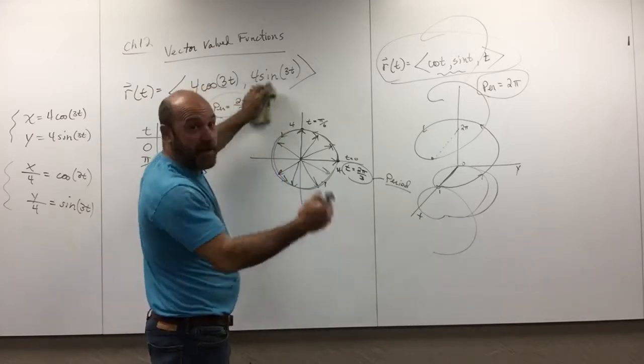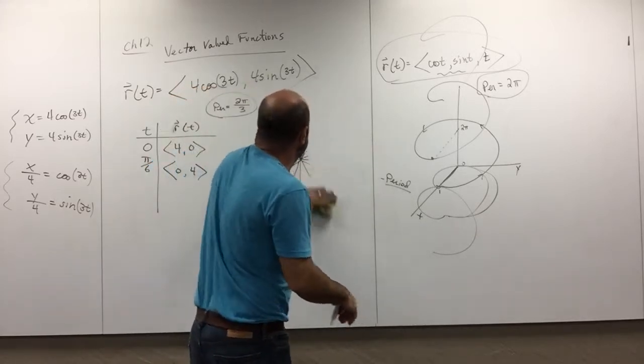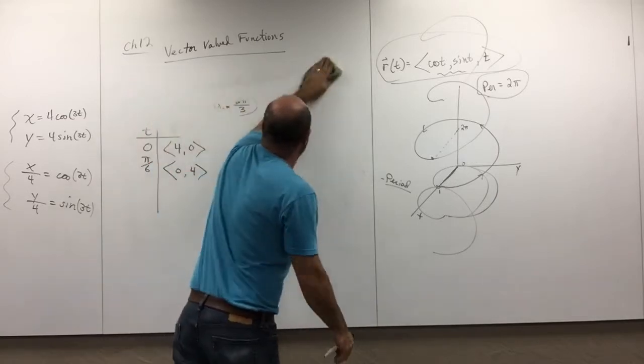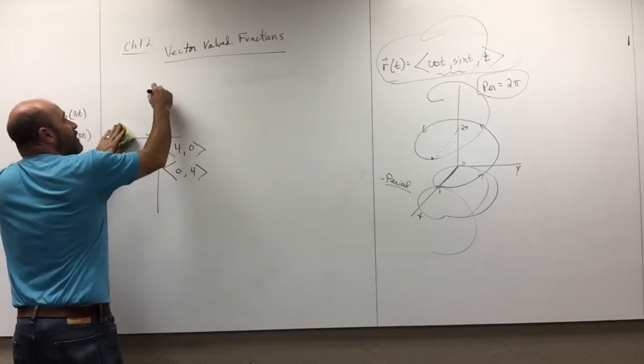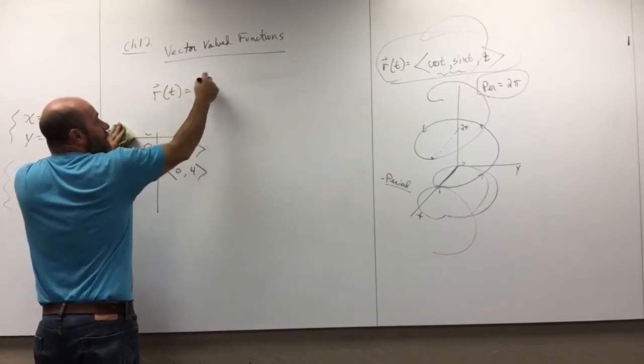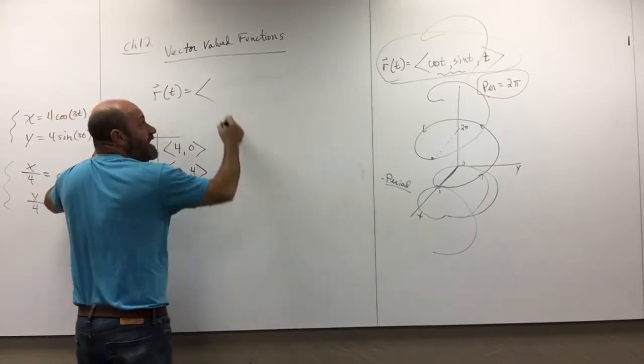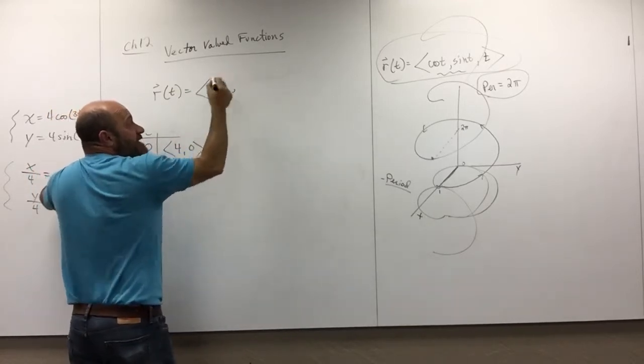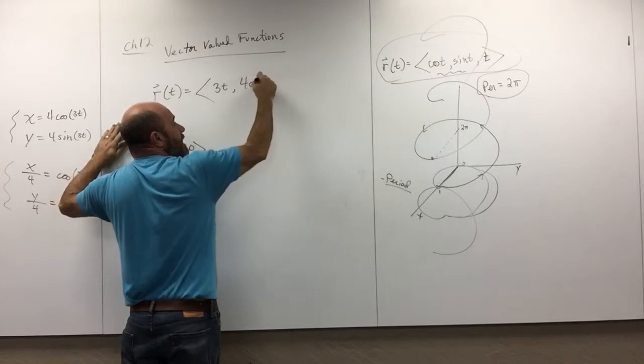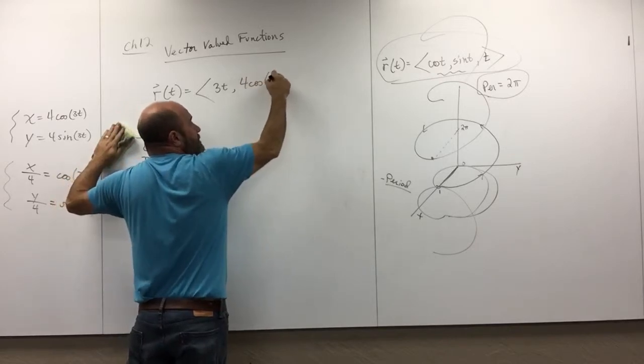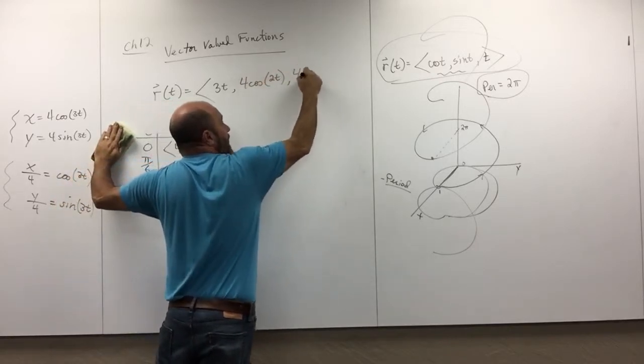You could have a helix come out at you. How would you have the helix come out at you? X is t. And you could make it more stretched out, I suppose, if you made it 3t and 4 cosine 2t and 4 sine 2t.